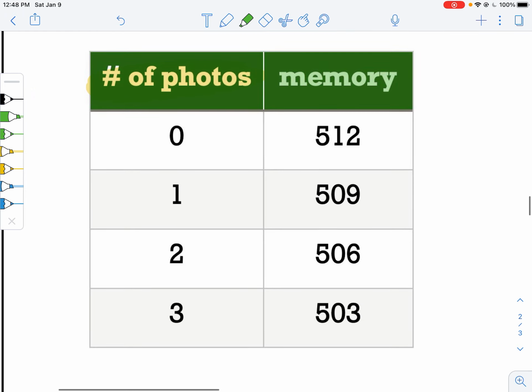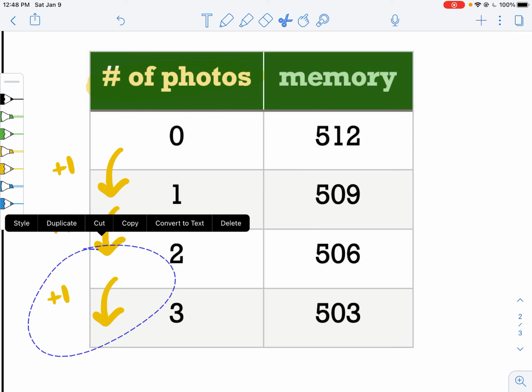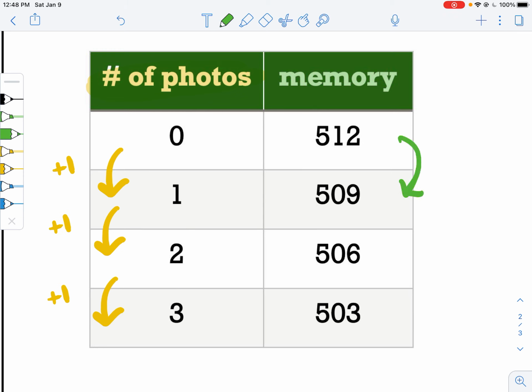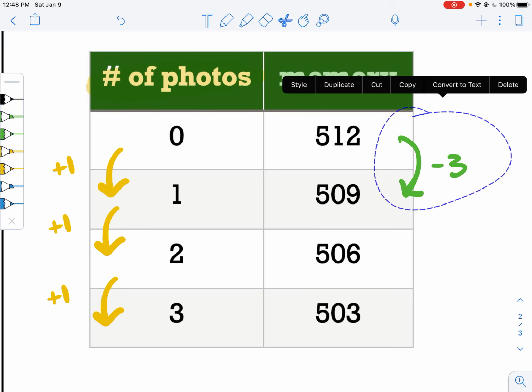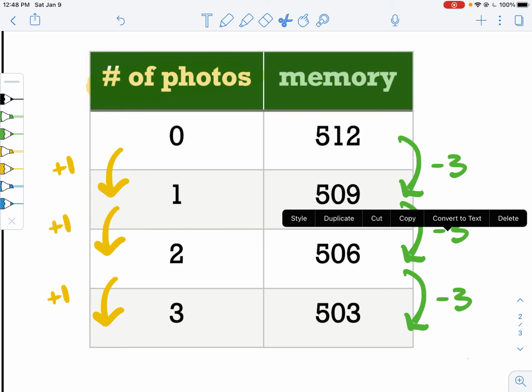Now, in order to describe it with words, let's see what's happening. What's the change here? Well, our x increases by 1 every time. And our y doesn't increase. In fact, it decreases by 3. And that should make sense, right? As you're taking photos, you're losing memory. They're taking up space.